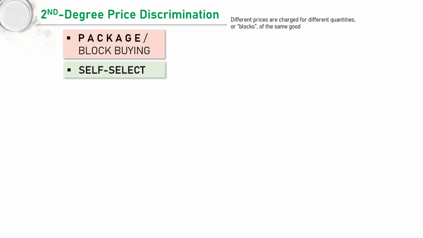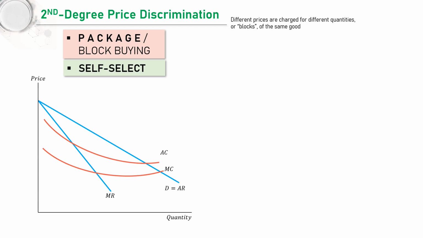Therefore, producers offer price quantity packages that provide incentives to consumers to self-select or reveal to the firm their willingness to pay indirectly. Here is the illustration diagrammatically. Without discrimination, a single price P0 is charged from the intersection of MR and MC curves. It results in this initial profit area, the difference between price and average cost, and the consumer surplus, this triangle area.